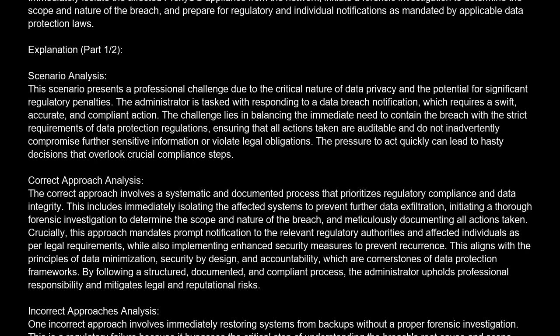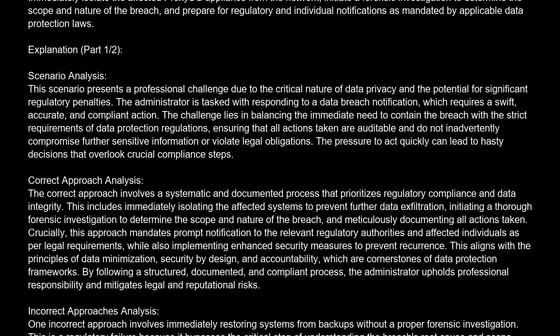Explanation. Scenario analysis. This scenario presents a professional challenge due to the critical nature of data privacy and the potential for significant regulatory penalties. The administrator is tasked with responding to a data breach notification, which requires a swift, accurate, and compliant action. The challenge lies in balancing the immediate need to contain the breach with the strict requirements of data protection regulation, ensuring that all actions taken are auditable and do not inadvertently compromise further sensitive information or violate legal obligations. The pressure to act quickly can lead to hasty decisions that overlook crucial compliance steps.